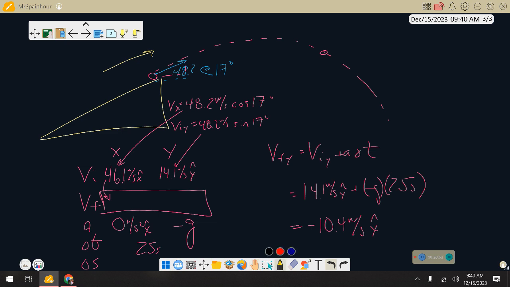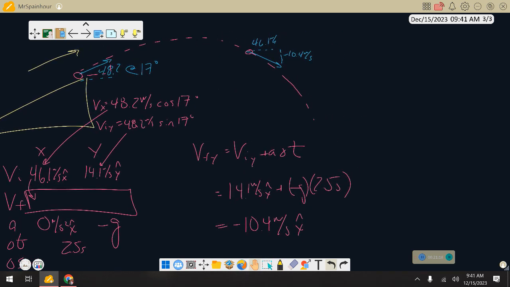So right now, let's use blue for the velocities. Negative 10.4 is this piece right here, and 46.1 is this piece right here. So what do we do to get the actual velocity? Pythagorean theorem will give us the speed. And since it says velocity, we know we also have to get direction, right? So how are we going to get direction? How are we going to get the angle? Inverse tangent, yeah.